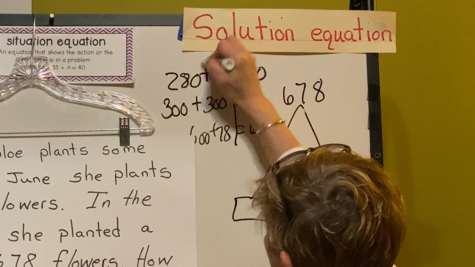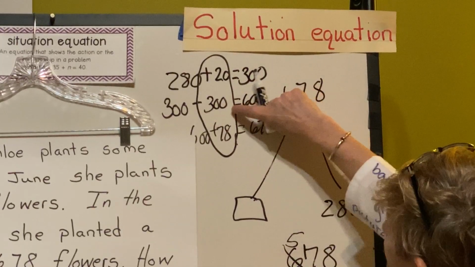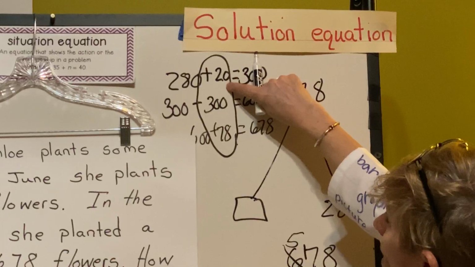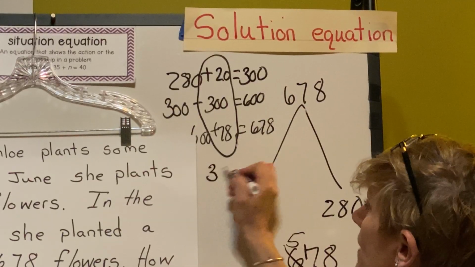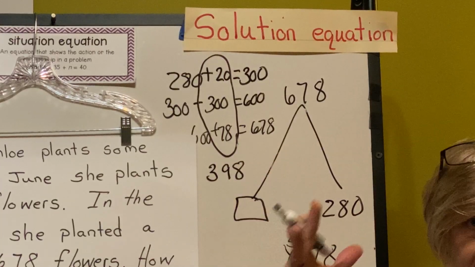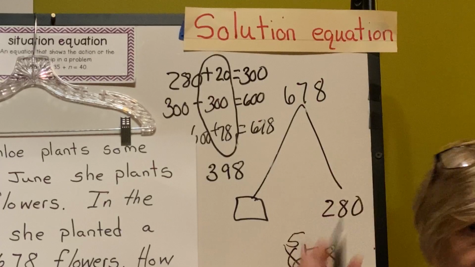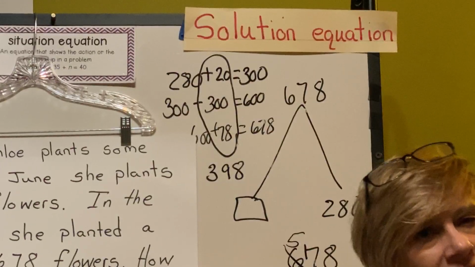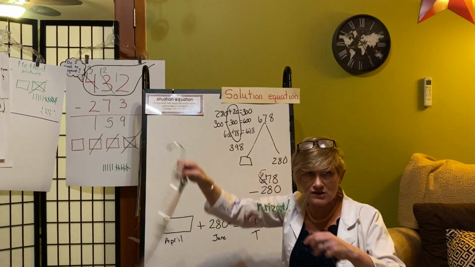And now I can look at what I did. What did I add up? I added up 300 plus 20 plus 78. That's correct. I added up 398. It's my answer regardless of how I did my solution. Okay, friends? Again, with these story problems, you decide the situation, then move to the solution.